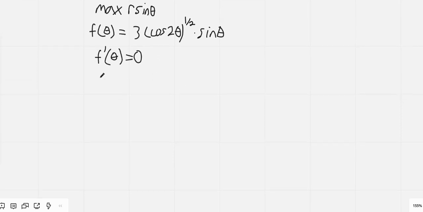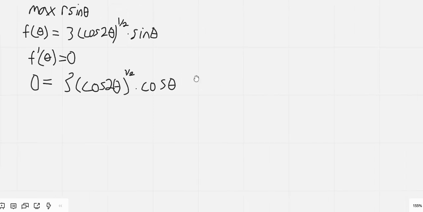Now, I will take the derivative. It's going to be a bit messy, and such is life. So 3 times. Here we just have the product rule, and I'm choosing to do sine of theta first. So that just becomes a cosine theta. And then here, if we take the derivative of this term, we drop down the 1/2.